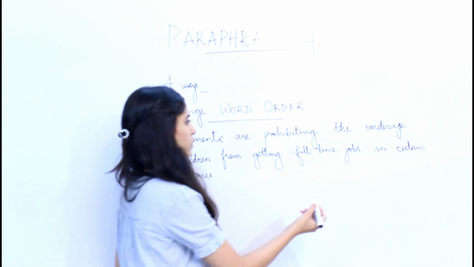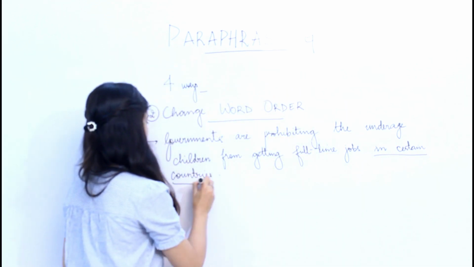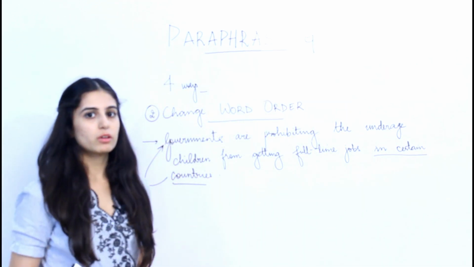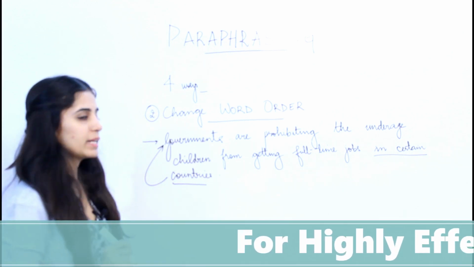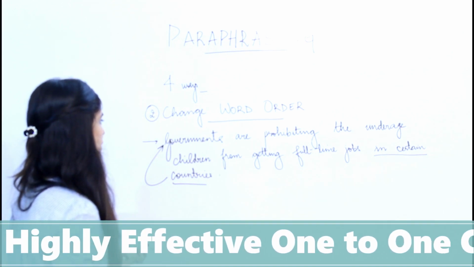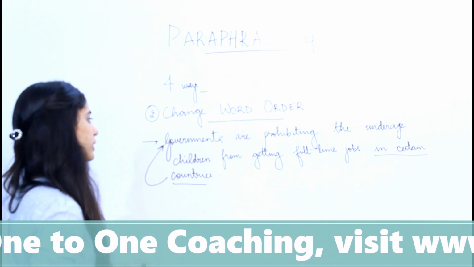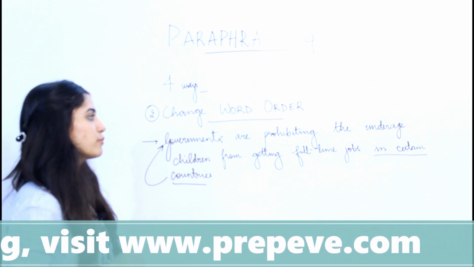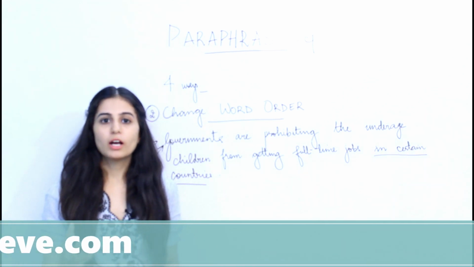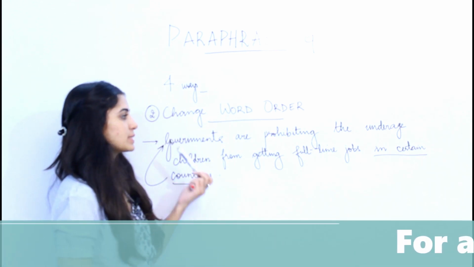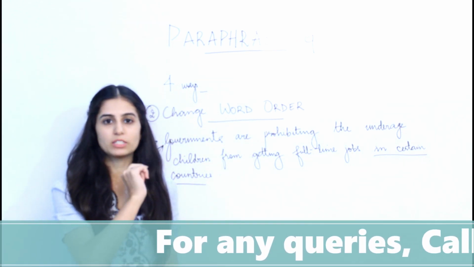You have to start from these words and basically place them before governments. So what is your final sentence? It becomes, in certain countries, comma, governments are prohibiting the underage children from getting full-time jobs. However, I hope it's clear that you have to use synonyms also along with this strategy.